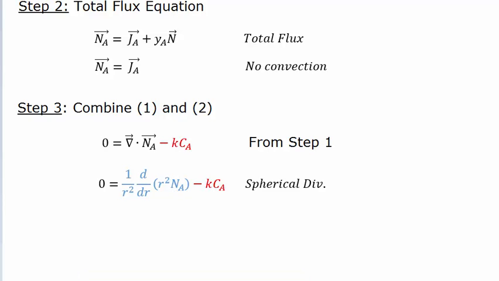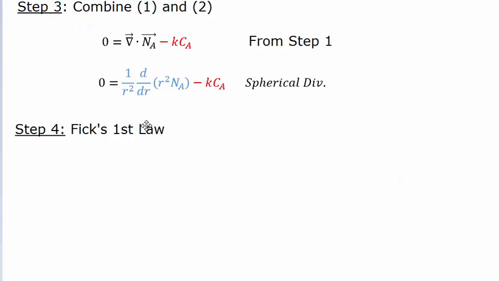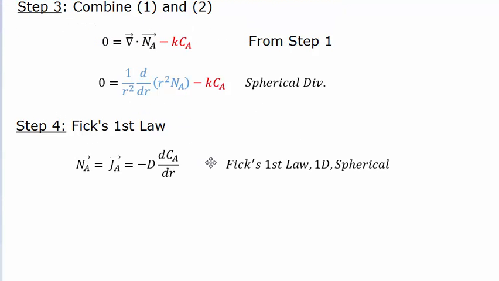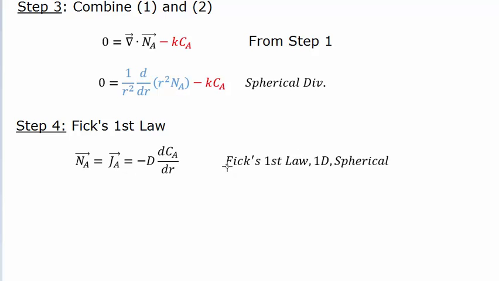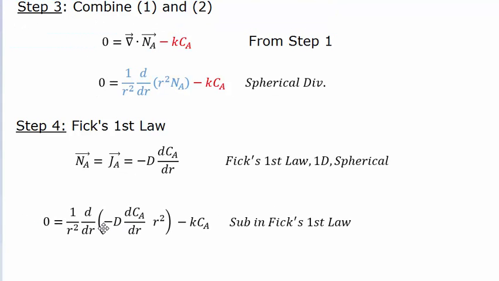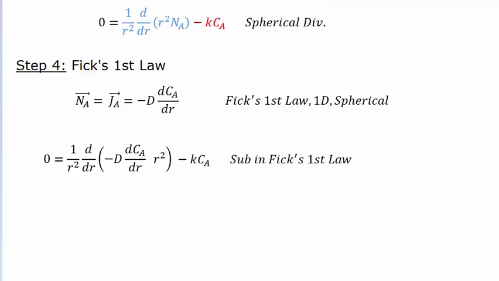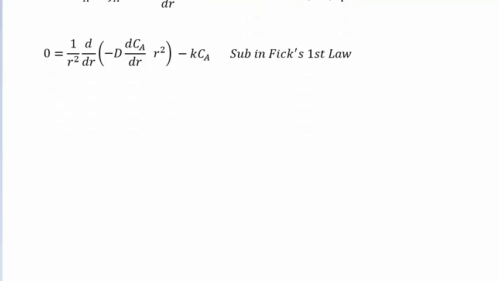So that brings us to step 4. Now that we know NA equals JA, we're just going to put it right there into the equation. We can use Fick's first law to express JA in terms of concentration as well as our coordinate system. Typically in Fick's first law you have a gradient, but we're working in one-dimensional spherical coordinates, so that gradient will simplify to this. Now we're going to combine Fick's first law with the definition NA equals JA, put it in here, and this is the equation we're looking for that models our situation so far.